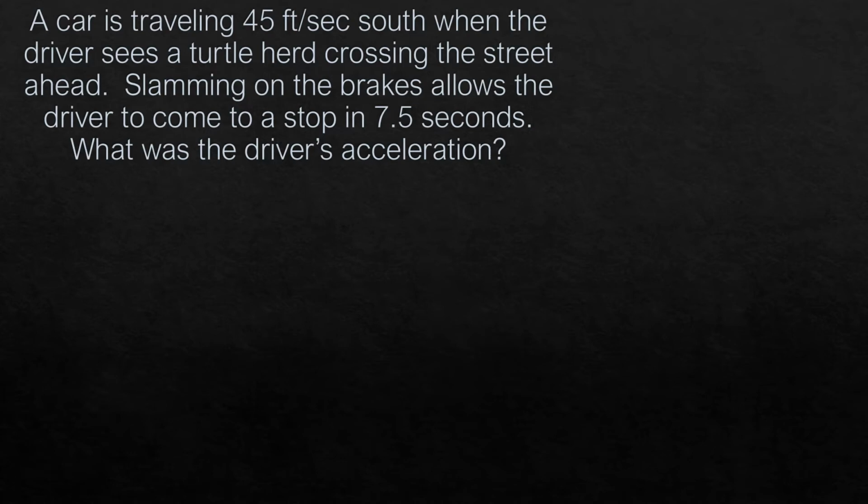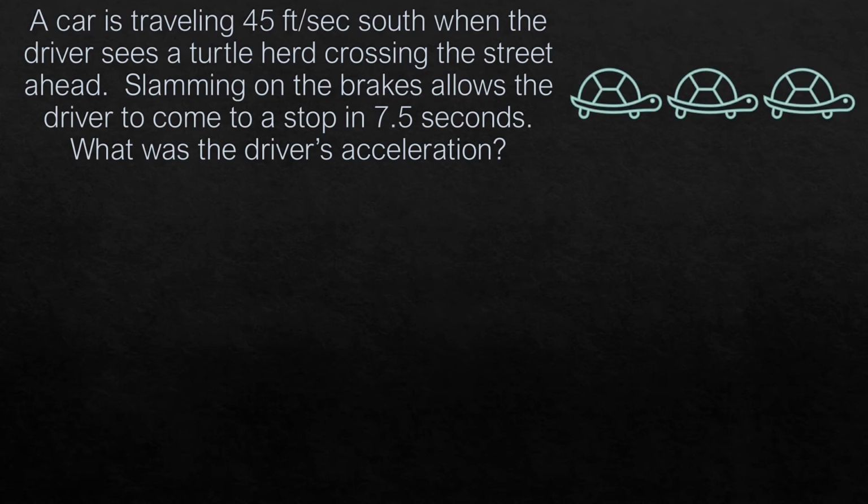Let's use the physics, math, and calculator hints we just learned to solve a word problem. A car is traveling 45 feet per second to the south when the driver sees a turtle herd crossing the street ahead. Slamming on the brakes allows the driver to come to a stop in 7.5 seconds. What was the driver's acceleration?